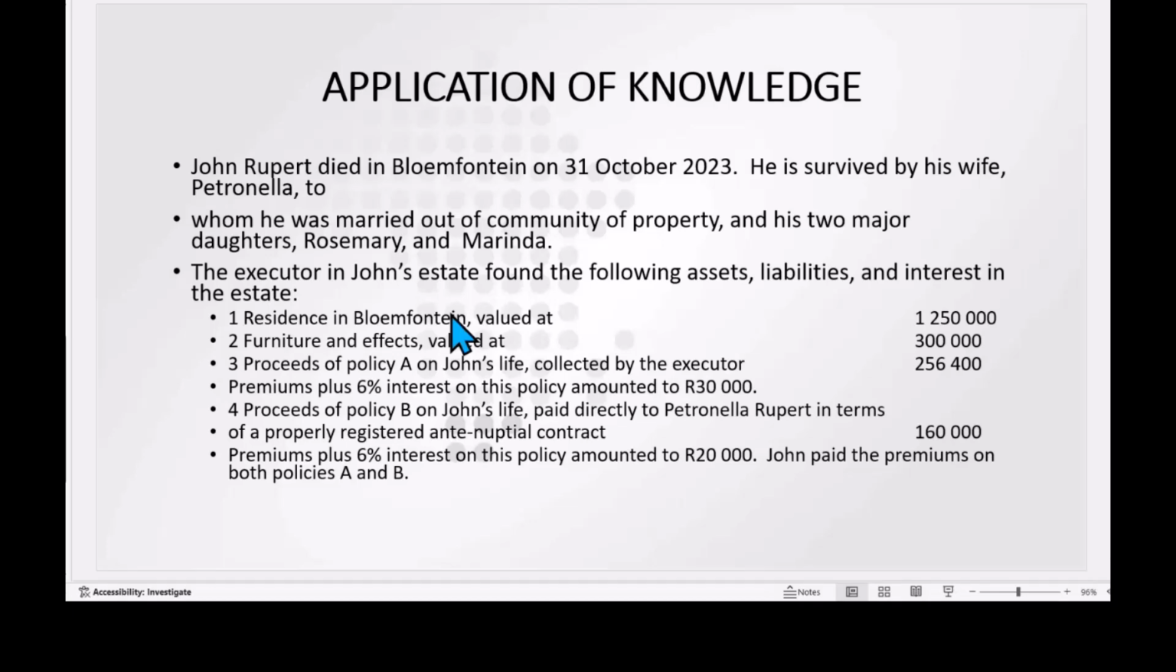So then they tell us that they were proceeds of a policy B on John's life paid directly to Petronella Rupert in terms of a properly registered anti-nuptial contract. The premiums plus 6% on this policy amounted to 20,000 rand. John paid the premiums on policies A and B. How would we treat this one? Yes, Mianka.